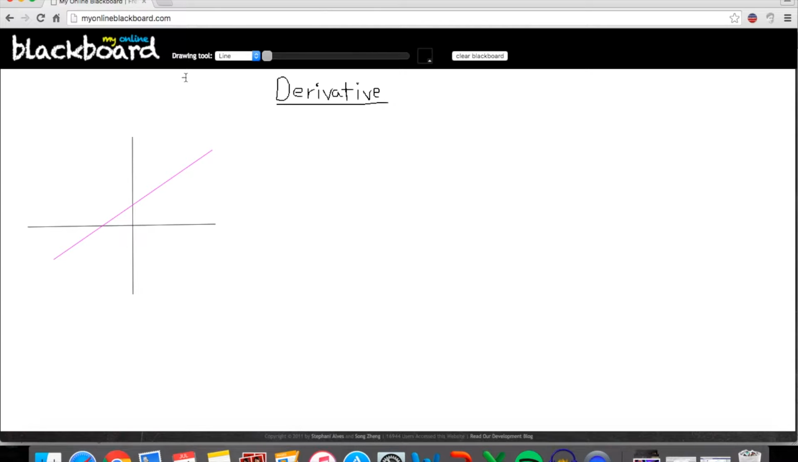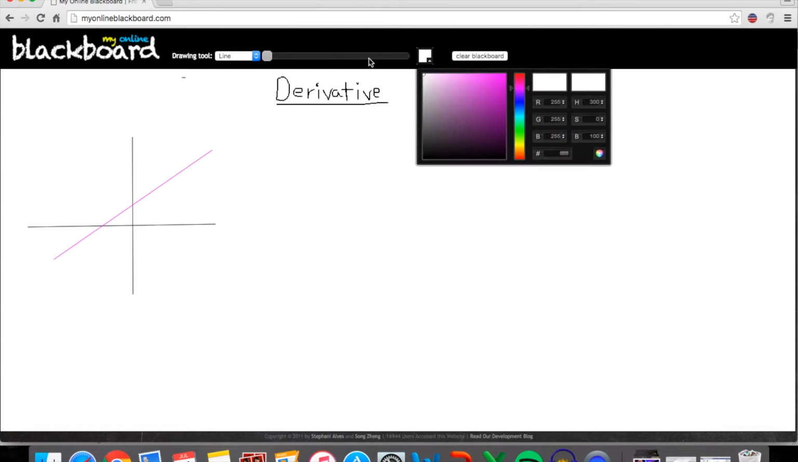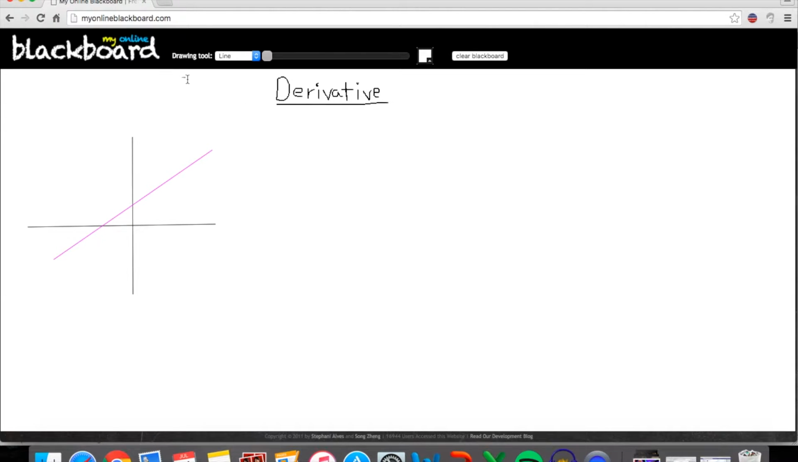Today we'll be introducing the derivative, specifically the definition of what a derivative is. Before we get into what a derivative is, first we have to go over what a slope is, and this will give you a hint to what a derivative aims to do.